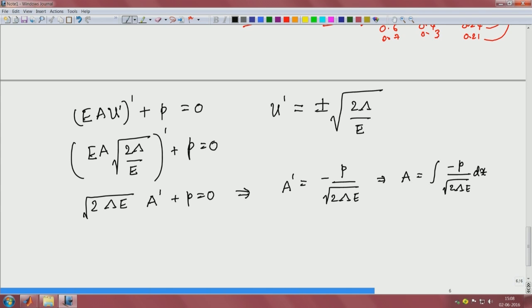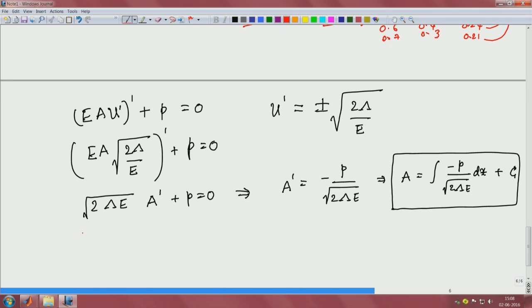It is something we do not know at every point, plus some constant, right. If I integrate this, I will be able to find the area of cross section, the optimal area of cross section. Okay. Now p of x is something that is given to us. If we know p, I can integrate.